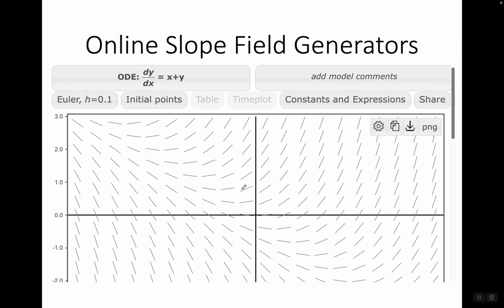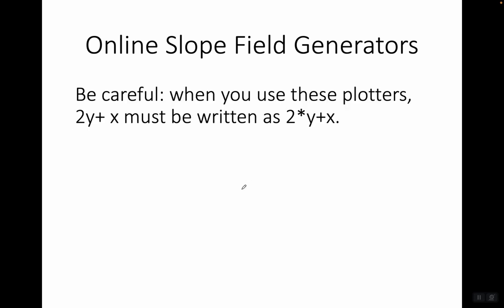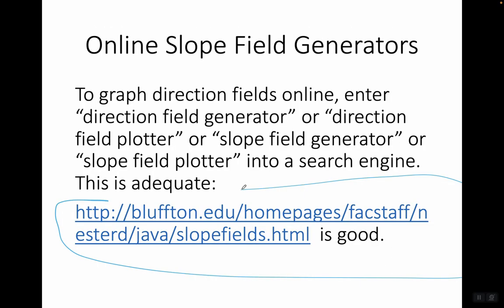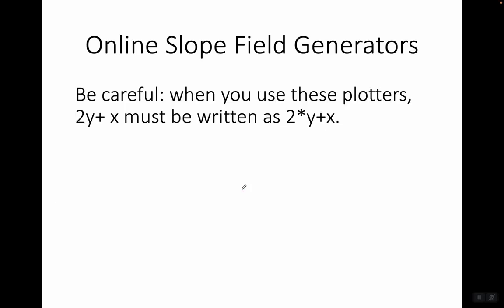So we can generate a slope field pretty quickly using isoclines. But be careful, when you use these plotters, 2y plus x, for example, must be written as 2 times y plus x. And if you click on the plotter, you can plot solution curves. So what we had is kind of like what we had. Theirs are, of course, much slicker.